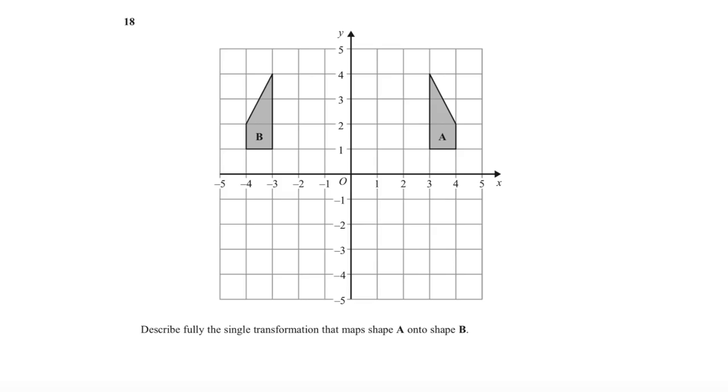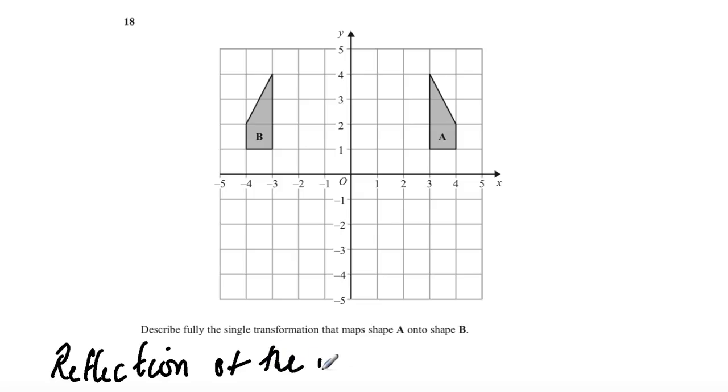Question 18. Describe fully the single transformation that maps shape A onto shape B. So the answer is reflection, and it reflects off the y-axis. So reflection of the y-axis. And that's your final answer.